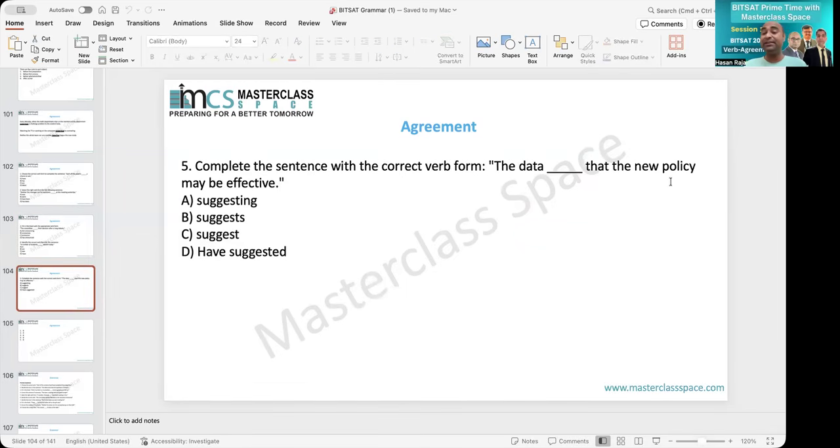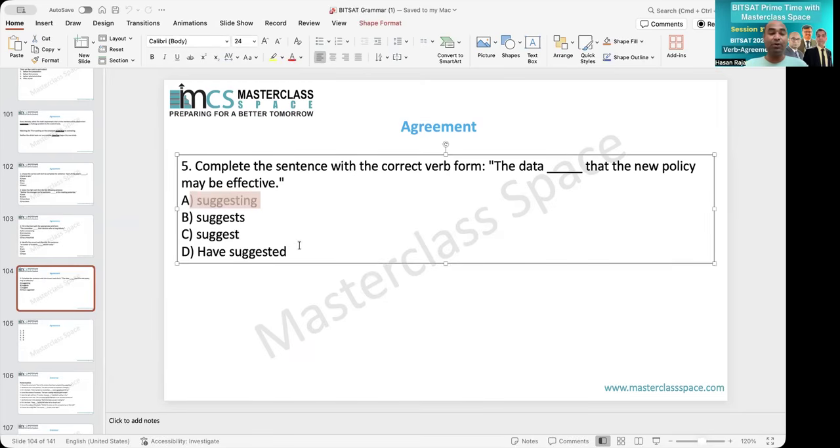"The data that the new policy may be effective." "The data dash." So the data, you know that it is singular, right? So data is considered singular. So "the data suggesting," no; "have suggested," no; "suggest," yes; "suggests," no. Remember, if we add s or es to a verb, it becomes singular. If we remove s or es from the verb, it becomes plural. So here "suggest" is plural, "suggests" is singular. Because it is data, therefore "suggest," and hence B is the answer.